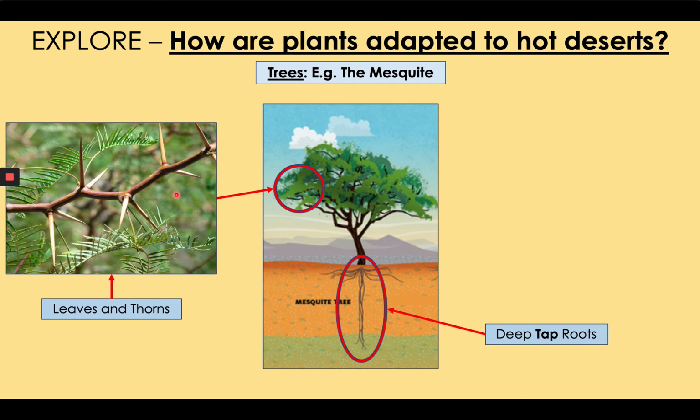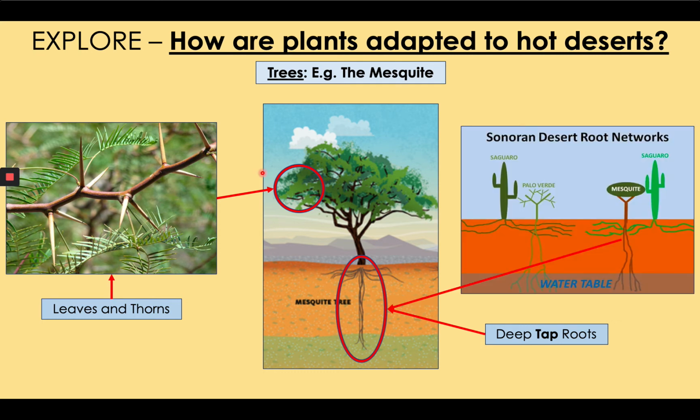Compare the mesquite tree's roots to the saguaro cactus. The cactus has wide, shallow roots. The mesquite tree goes deep underground. Why? Because it's aiming to reach the water table. What is the water table?